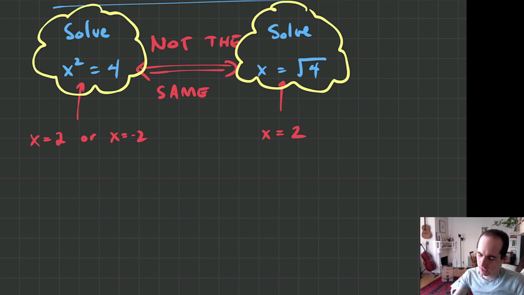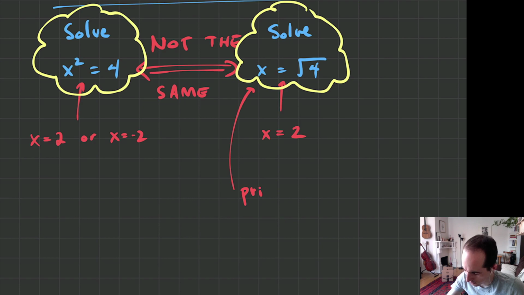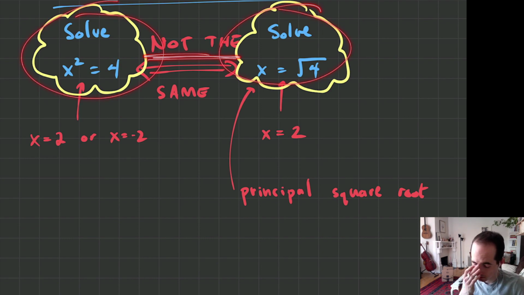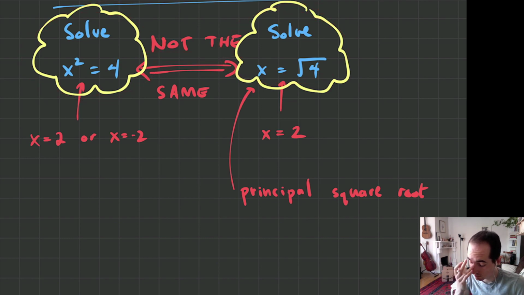Well, the thing is that the technical term for this is not actually the square root. This is called the principal square root. The principal square root just means that you're going to take the positive version of it no matter what. So obviously these two things are related. These two yellow clouds that I circled, they're very closely related.